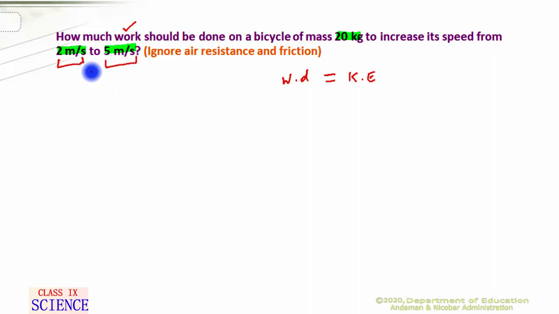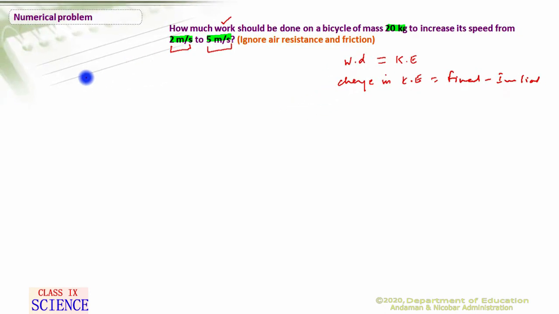Now during its motion it must have covered some distance, right? So the total work done can be found if we know the change in kinetic energy. Firstly, we have to find the initial kinetic energy, then secondly the final kinetic energy. So change in kinetic energy is equal to final kinetic energy minus initial, right? We have initial velocity and final velocity. So first we have to find initial and final kinetic energy from the mass and the velocity, then we can find the change in kinetic energy. Let us see how it can be done.